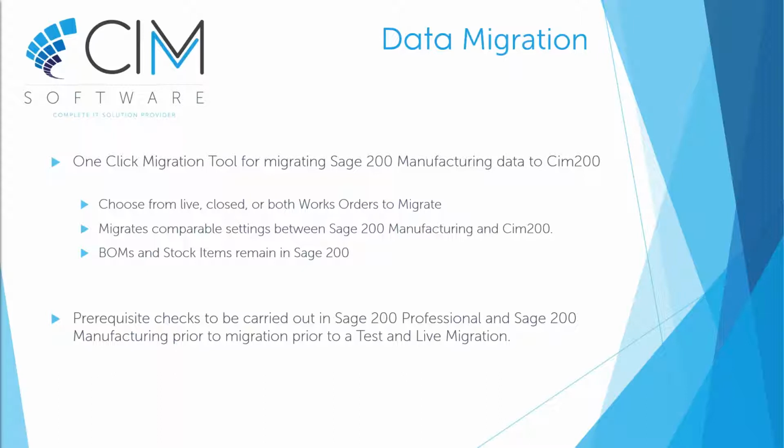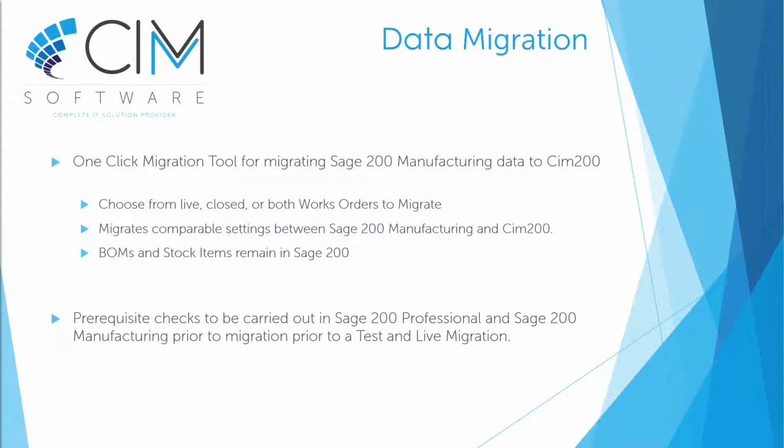You can do that in 2 stages, where you can bring in first all the closed works orders. Because we now allow you to archive all works orders, you could bring in all the closed works orders, archive everything, and then bring in all the live works orders as a secondary migration, but that can be discussed at the scoping stage.